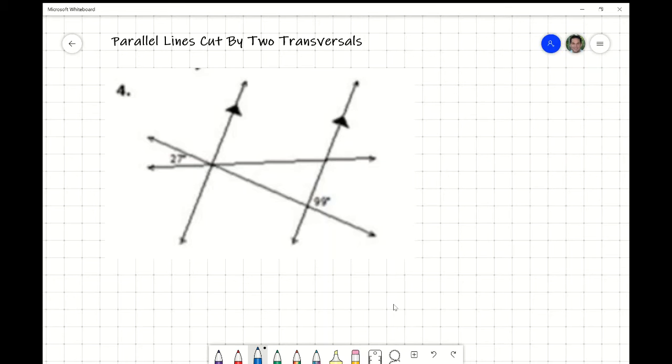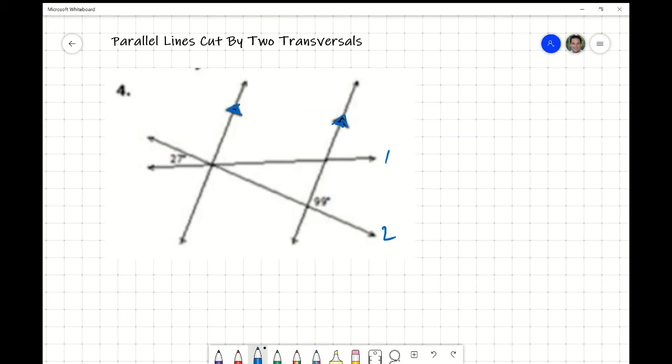Let's look at our example 4 from our homework in lesson 3 of parallel lines cut by a transversal. In this case, we've got an example where we've got two parallel lines, right? And in this case, we've got two transversals, okay? So the key here is to remember that you're going to have to find and work the angles along each transversal separately, okay? So let's go back to lesson 2.